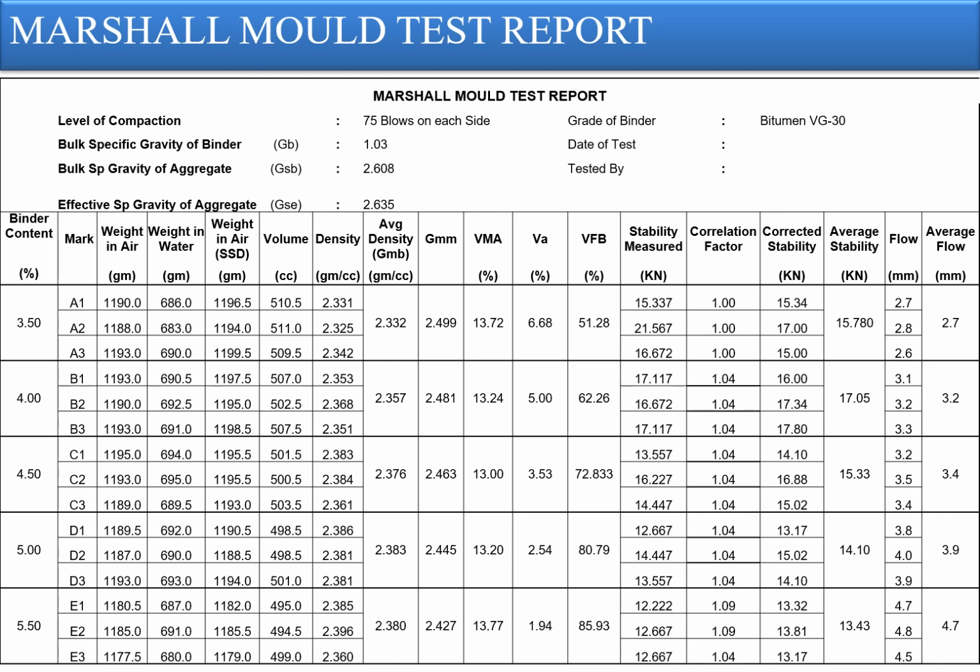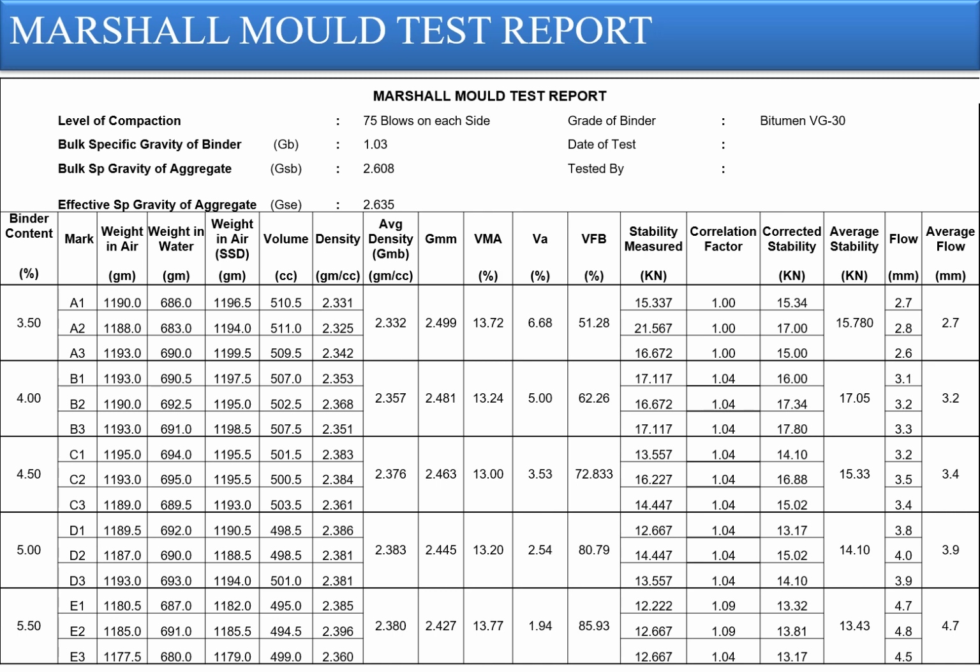Now, if you see the extreme left-hand column, which shows the binder content, it varies by 0.5%, starting from 3.5, 4, 4.5, 5, 5.5. You cast 3 molds at each binder content, whether it is DBM or BC. For each mold you have to check the density, the GMM, the VMA, that is voids in mineral aggregates, VA, that is air voids, and VFB, that is voids filled with bitumen.